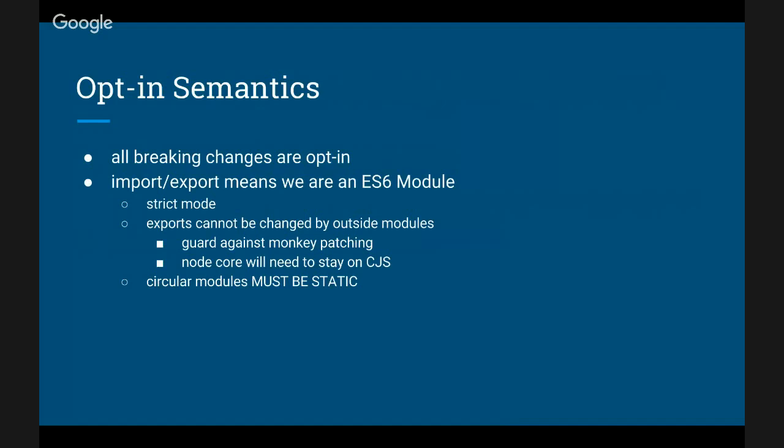Last is that circular modules need to be static for ES6 modules. This does not mean that circular modules will break on existing code. Only for ES6 modules will this be true. So an ES6 module must know at the time it is compiled and parsed what it is going to be importing. That said, there is a hiccup we'll get to about that one as well.